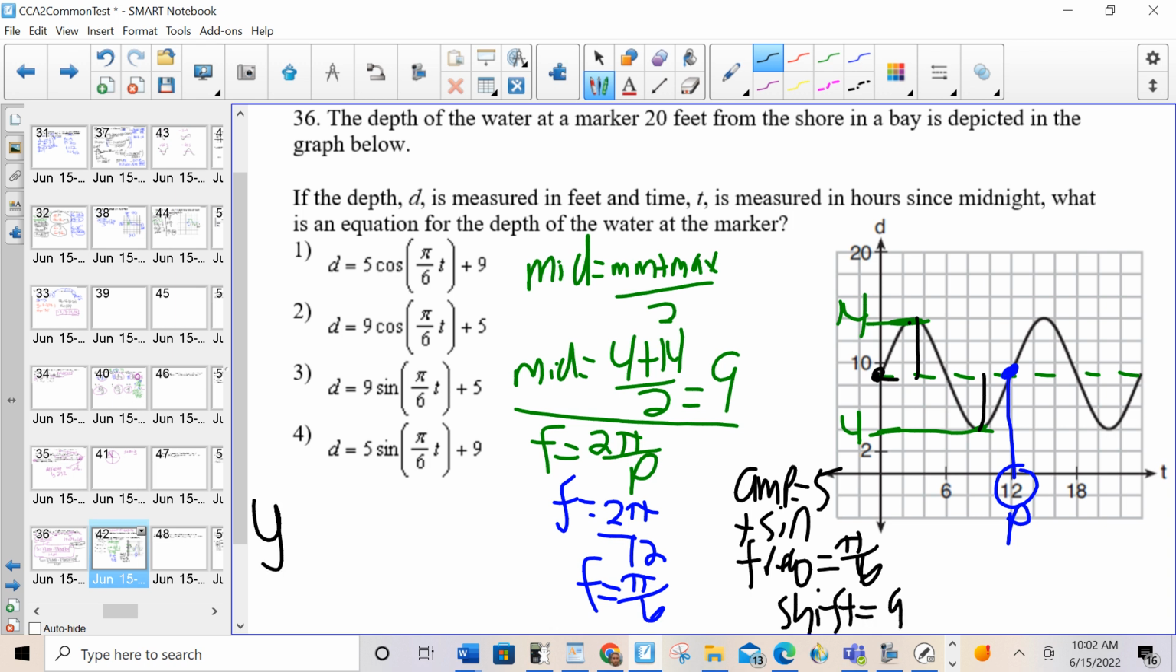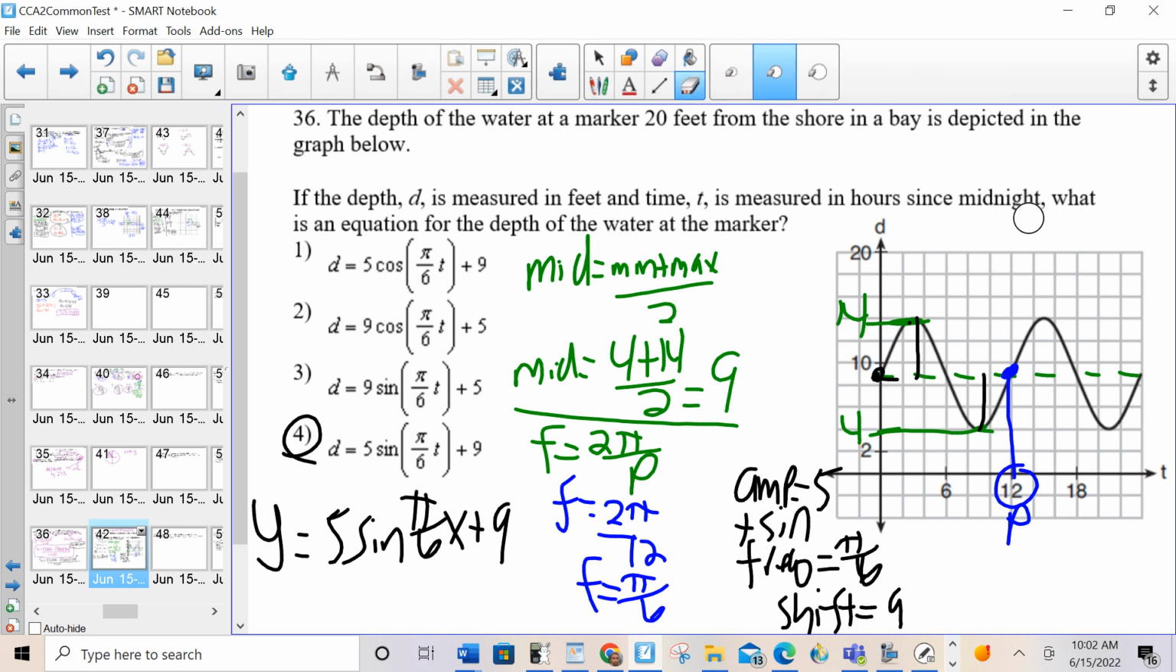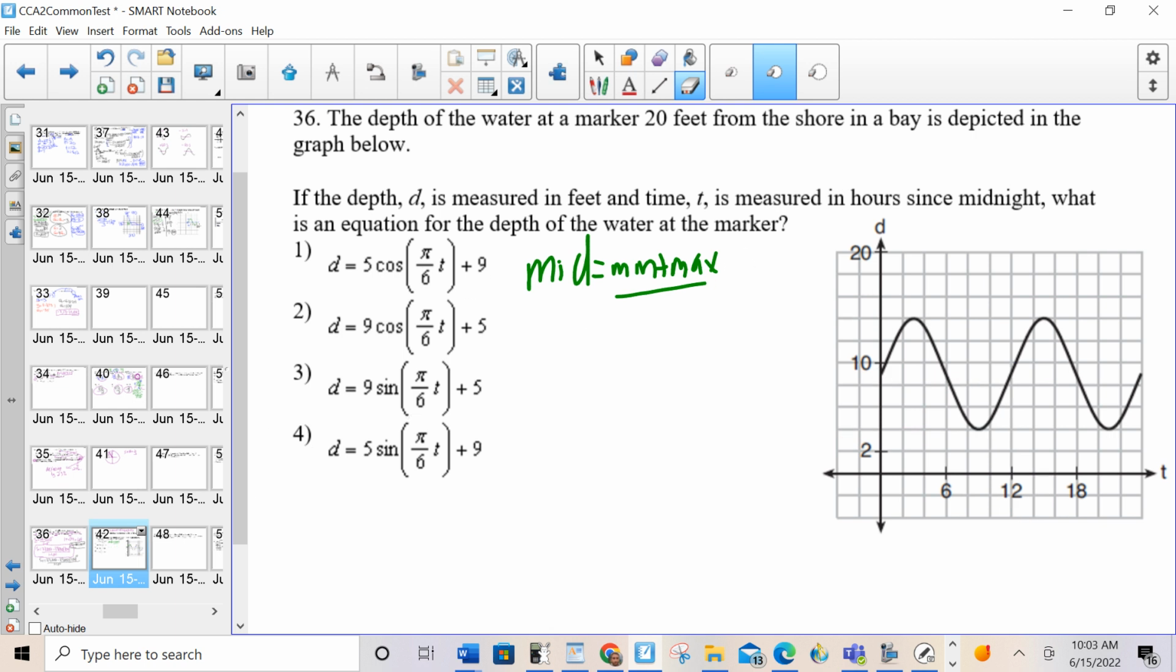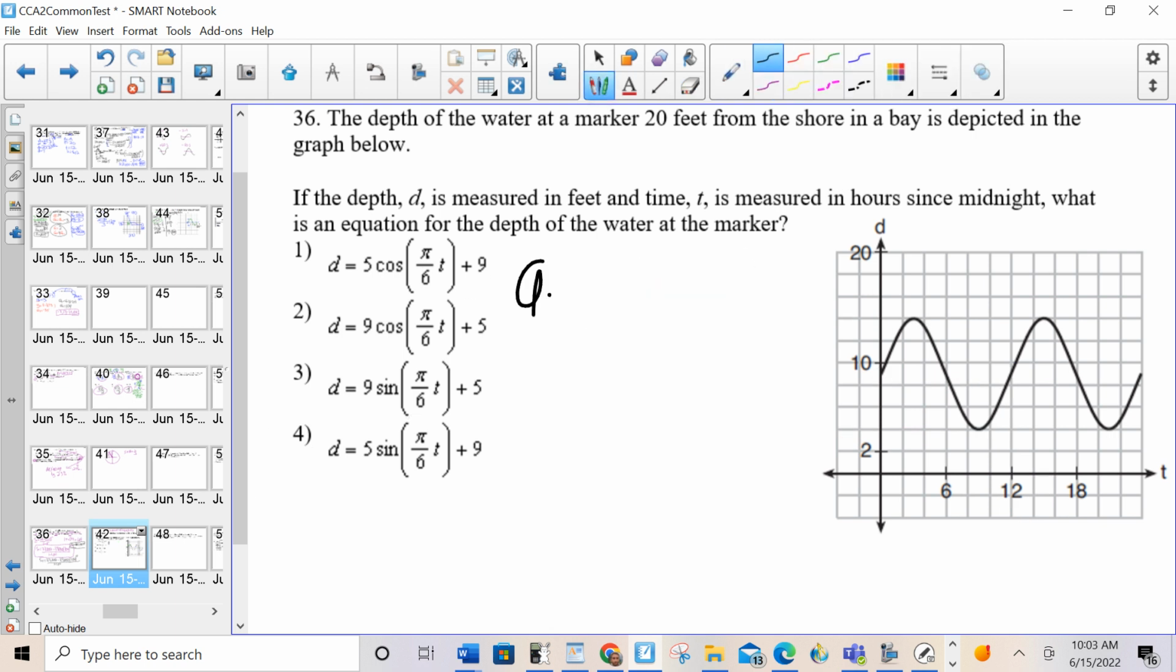So it's y equals amp sine freak x shift. Which of those is equivalent? It's got a T and a D instead of a Y and an X. Choice 4. If it's open response, that's what you gotta do. If it's not open response, here's the easy way. Still gotta know that it's amp sine freak x shift.